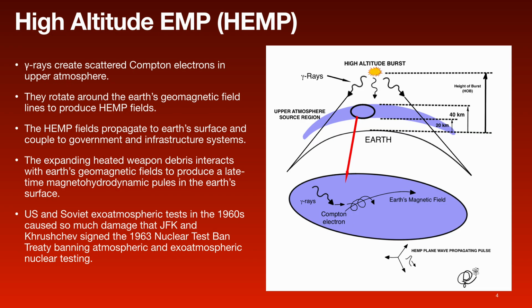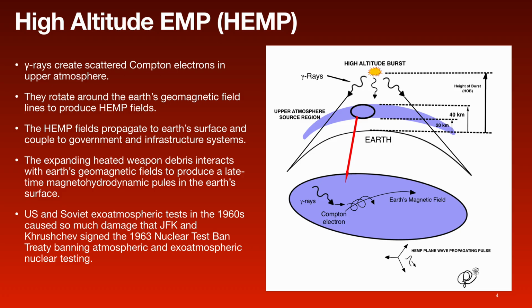For high-altitude EMP, abbreviated as HEMP, the gamma rays interact with the upper atmosphere in a source region approximately 20 to 40 kilometers above the Earth. They produce scattered electrons by Compton scattering that rotate around the Earth's geomagnetic field lines to produce an electromagnetic field that radiates to the Earth's surface as a plane wave.